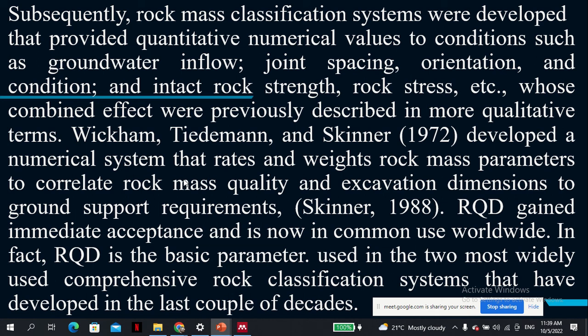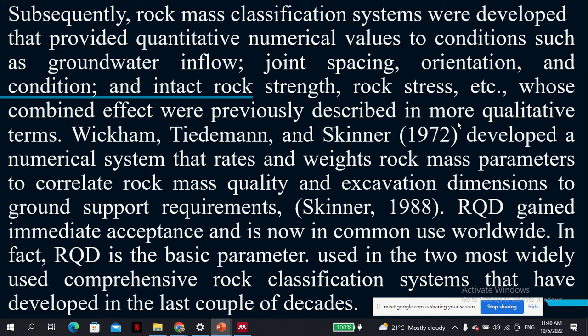that provided quantitative numerical values, because you can see it doesn't just give us some description, but as engineers we like values that have specific meanings. So conditions such as groundwater inflow, the joint spacing, orientation and condition, and intact rock strength, rock stress, etc., whose combined effect were previously described in more qualitative terms.